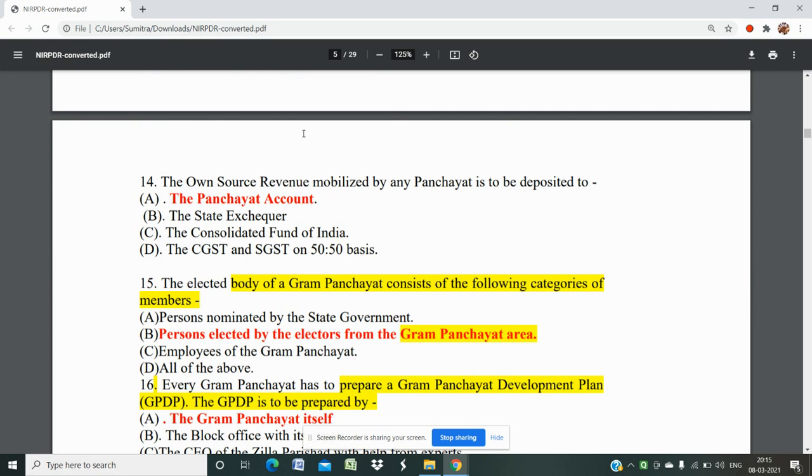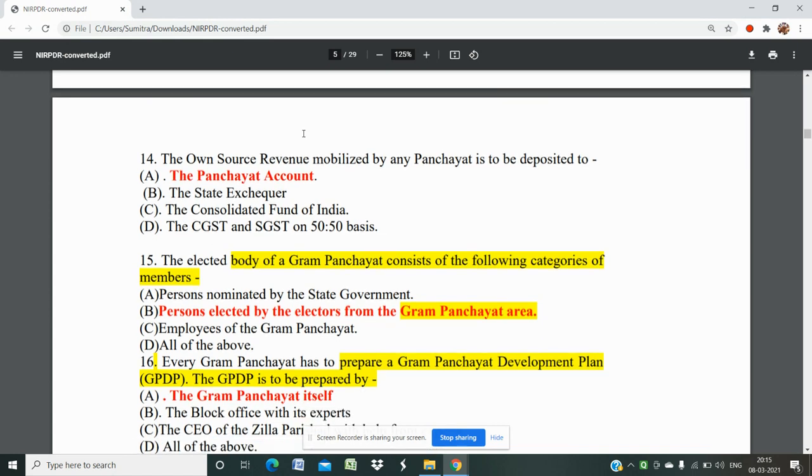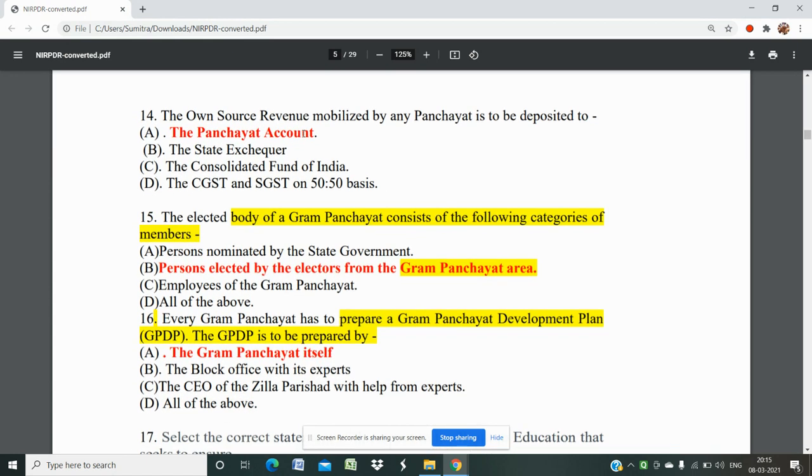Then question number 14. Just read the question and I think there is nothing else to discuss. Then 15, yes. The elected body of Gram Panchayat consists of the following categories: members elected by the electors from the Gram Panchayat, like ward members, sarpanch, nominee, etc. Then even Gram Panchayat has to prepare a Gram Panchayat development plan. The GPDP is to be prepared by Gram Panchayat itself.